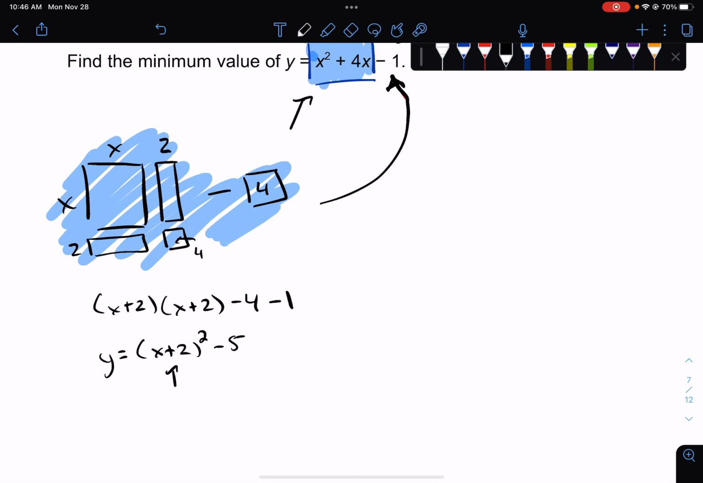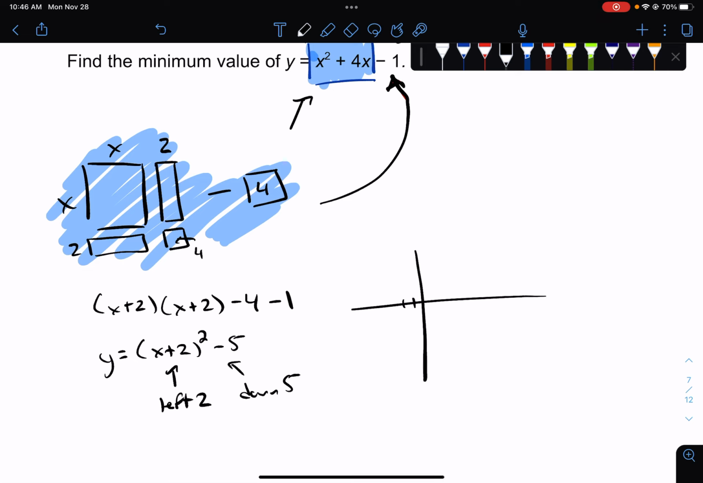I know that this plus 2 means I'm shifted to the left 2, and this minus 5 means that I'm shifted down 5. So my picture goes left 2 and down 1, 2, 3, 4, 5, and it's going to go up. But what I care about is right there. My minimum value, my minimum is negative 5. God, we like that problem.